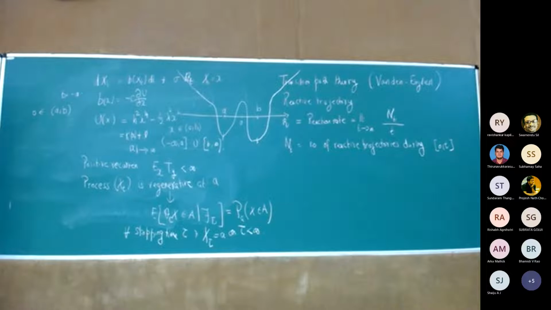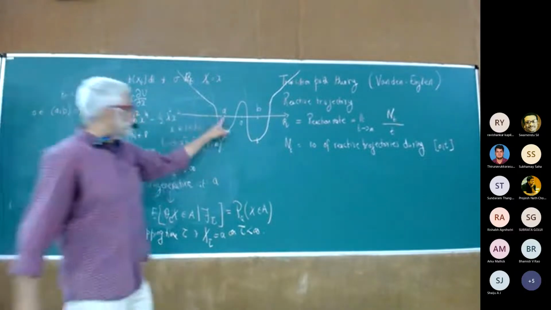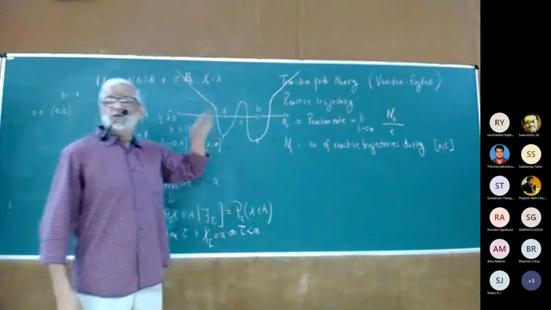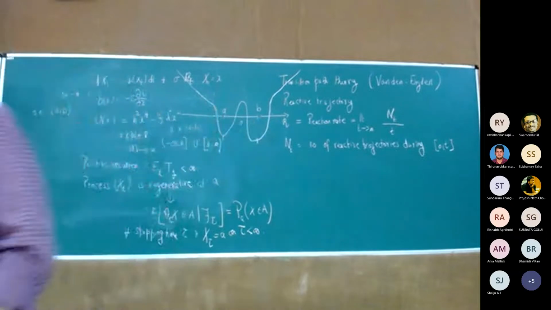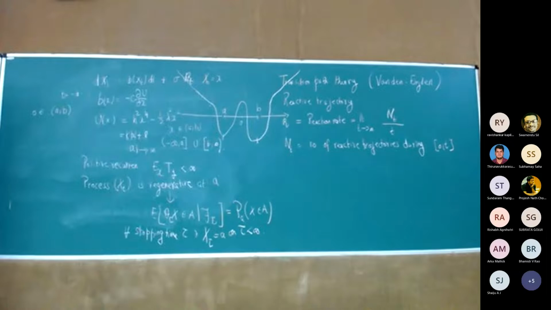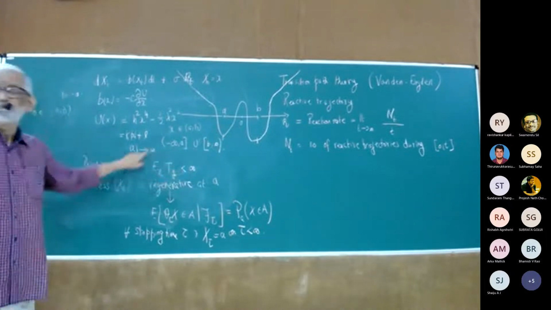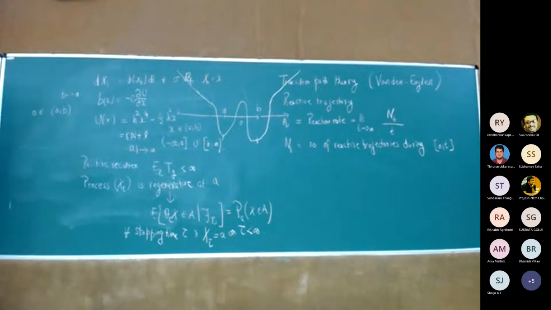What it says is that once you return to A, it starts off in an identical fashion. So it goes from here to B and then comes back. It keeps doing that. It oscillates infinitely often. Brownian motion does that too, but Brownian motion is null recurrent.